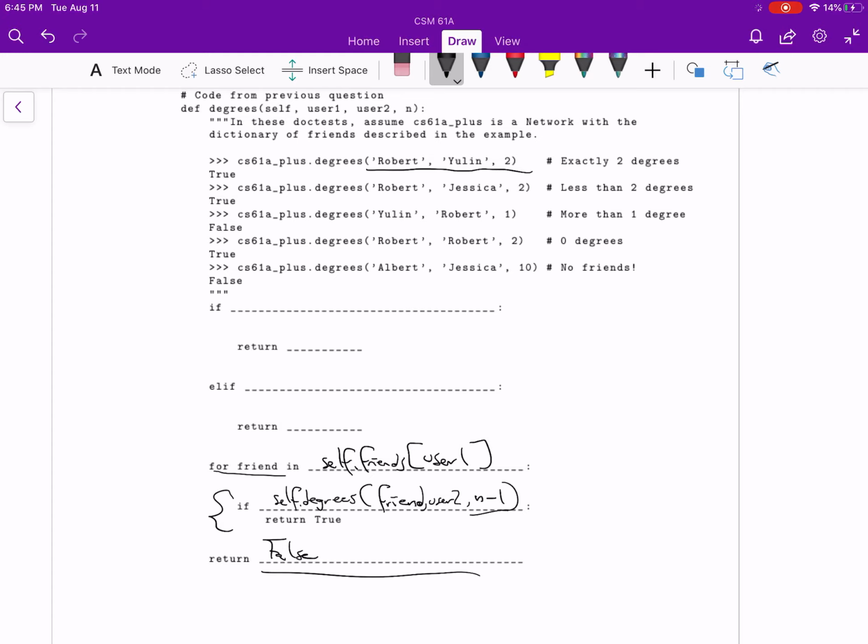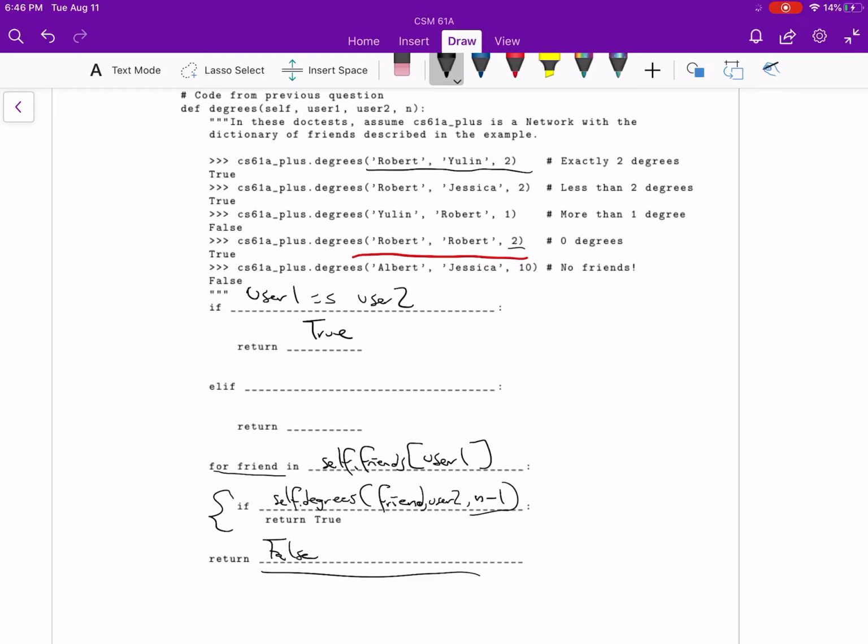Finally, we have to think about some base cases. So let's first think about what are some simple inputs to the problem. Well, the simplest one I can think of is this doctest, where you just get in Robert and Robert. If you get user 1 and user 2 as the same person, then by definition, as long as there's a non-negative degree of separation, which there always will be, then we return true. So if user 1 is equal to user 2, then they're always 0 degrees of separation away, so we can return true.